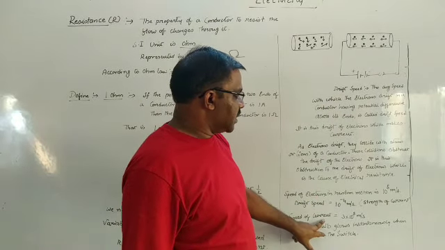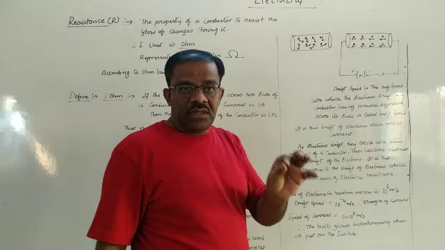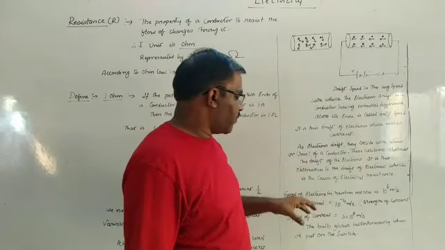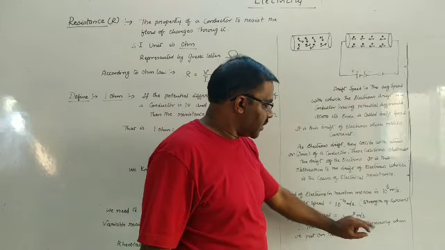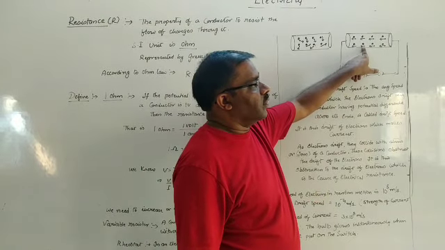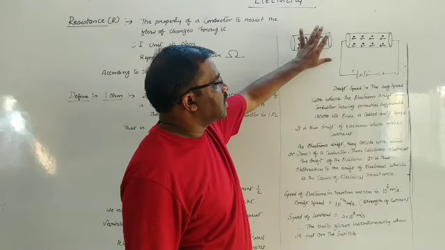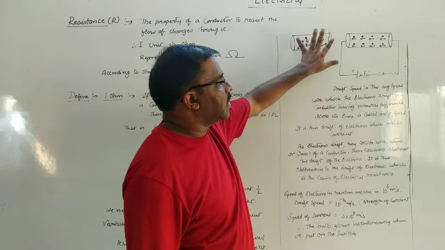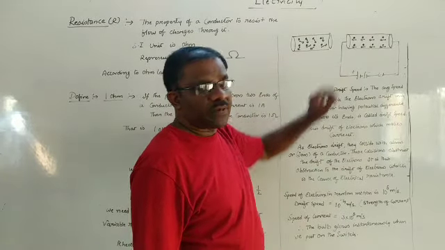The speed of the current is generally 3 into 10 power 8 meters per second. That means when you switch on the switch, the bulb will glow quickly because the speed of current is always 3 into 10 power 8 meters per second. Drift speed is the speed at which electrons move when connected in a circuit, and random motion of electrons is the speed of the electrons when they are not at all connected in a circuit. So these three things will explain to us the concept of resistance.